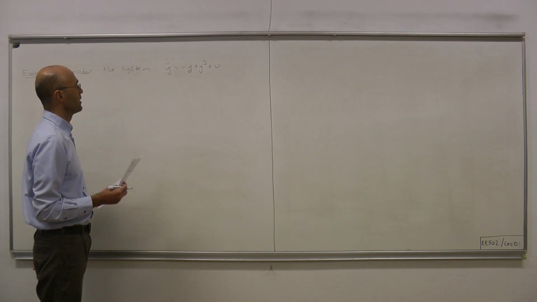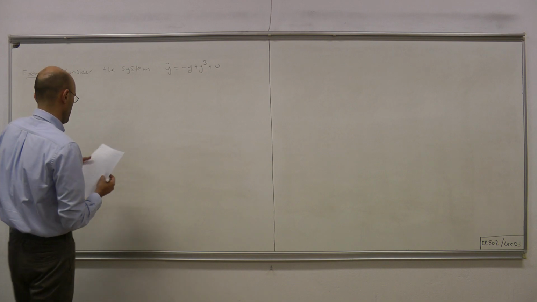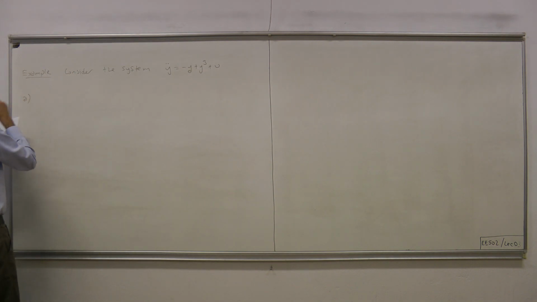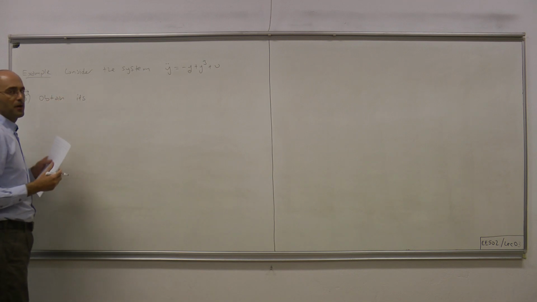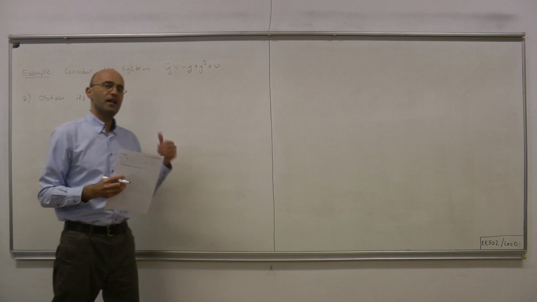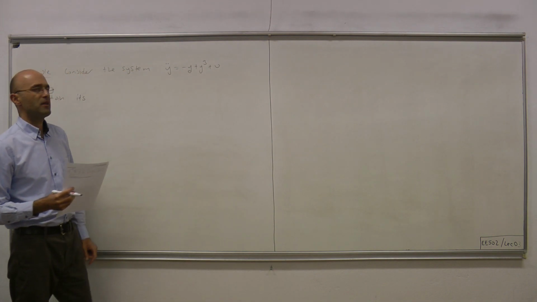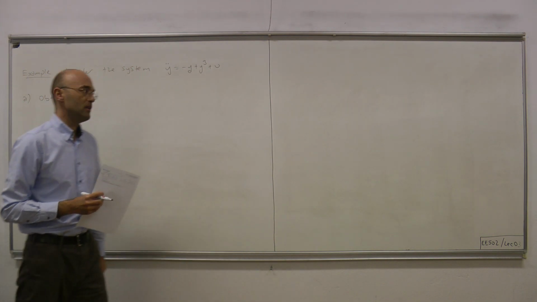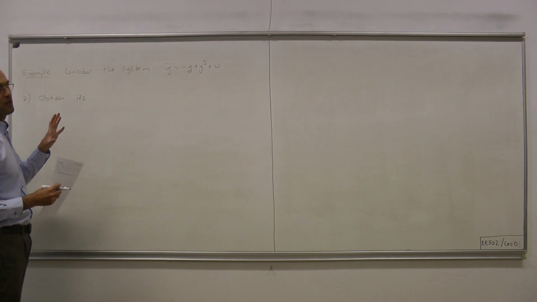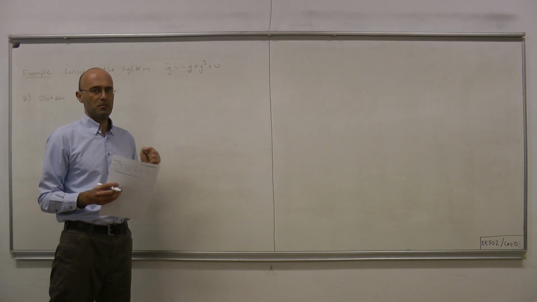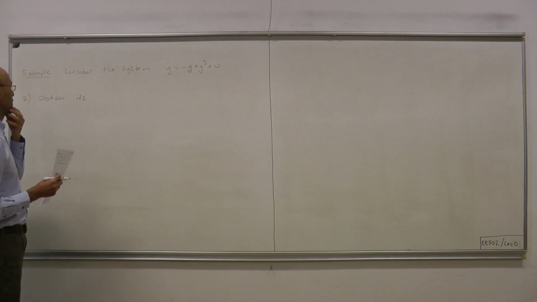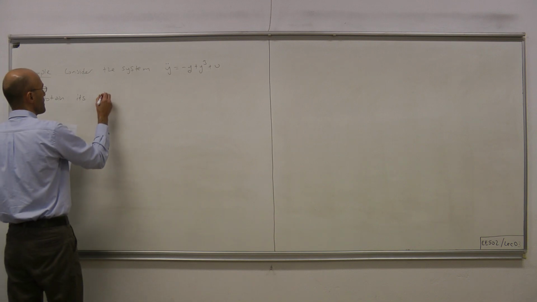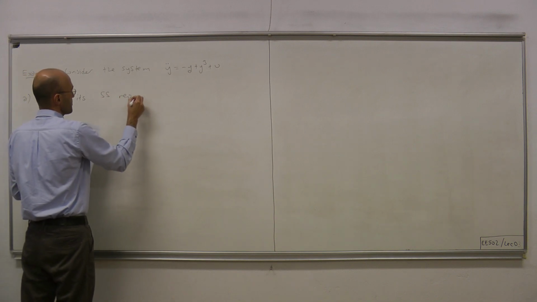Now for this system, we're asked to do the following. First, we're going to obtain another, but equivalent, representation of this system that's more suitable for linearization. That representation we called the state space representation. So first we're going to obtain its state space representation.